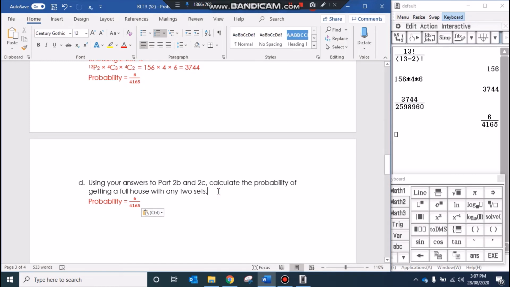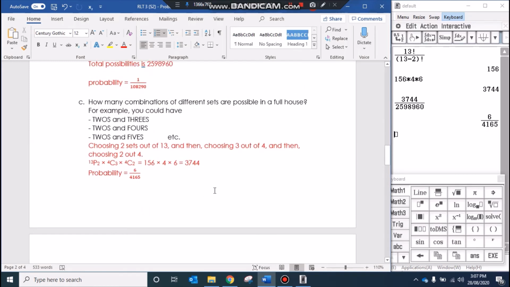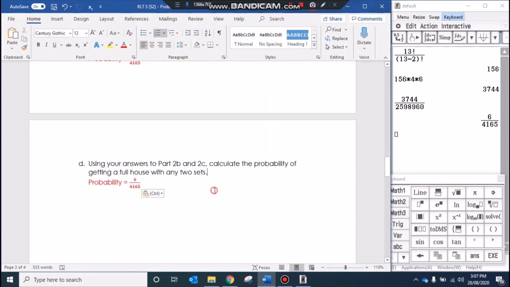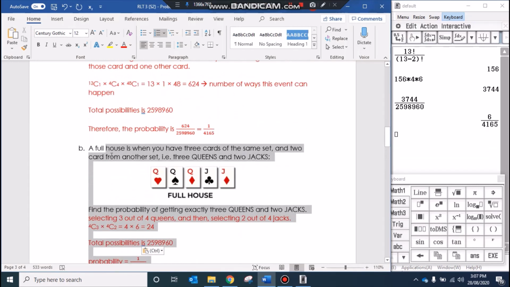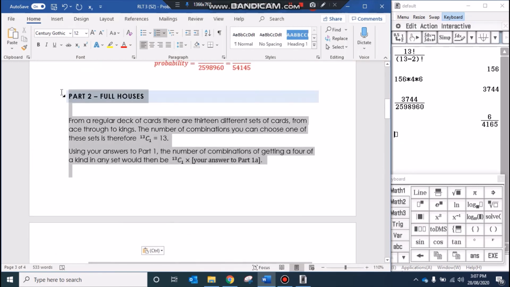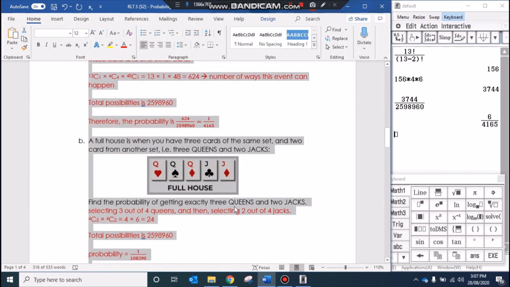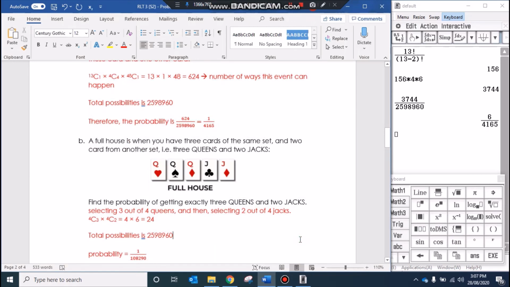All right, so that is how you complete the probability application task. As I said, part 2, all the calculations and all the mathematical logic we used in part 2 for the full houses will come in handy for the CAT.